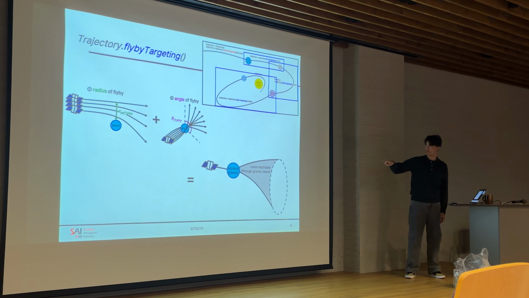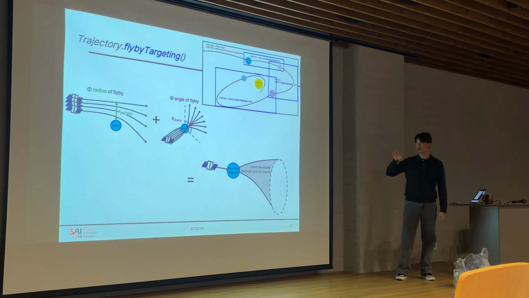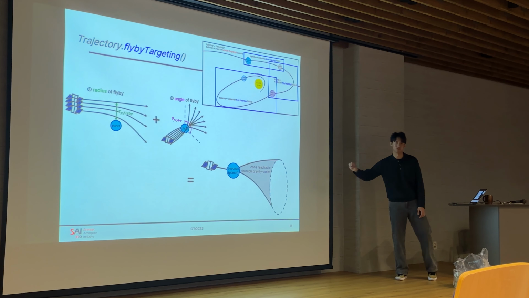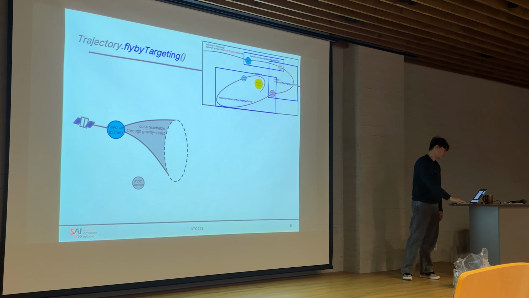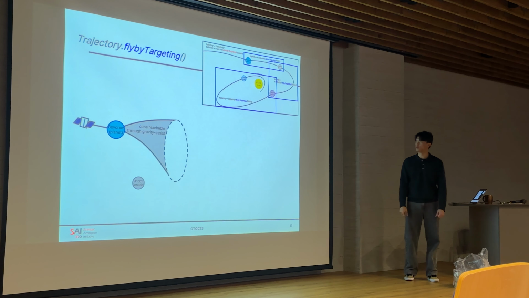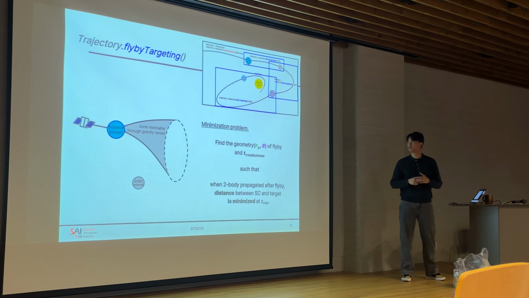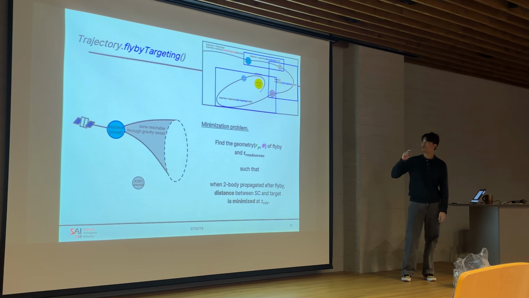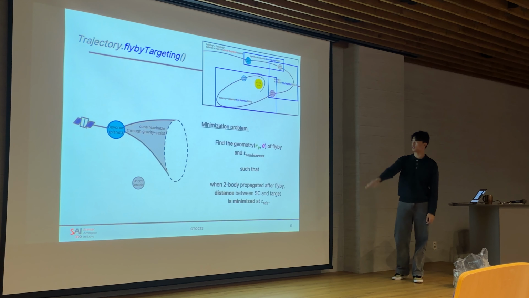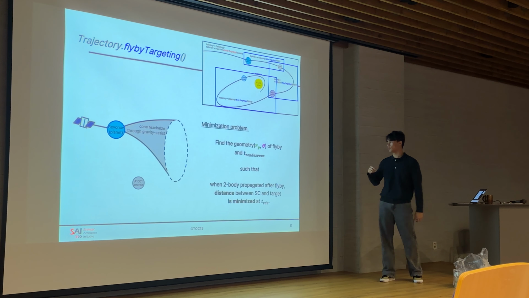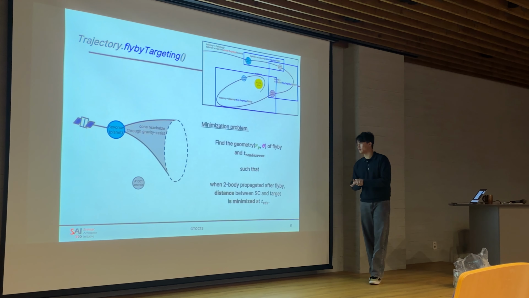If the body that you want to target next is within the cone, you can do it by the gravity assist. But there is no guarantee that the next target would be in this cone. So what you want to solve here is not a root finding problem this time, but a minimization problem. You want to find the geometry, rp and theta, that is the radius of flyby and the angle of flyby that I introduced earlier, plus the time of rendezvous, such that when two-body propagated after flyby, the distance between the spacecraft and the target is minimized at t rendezvous.